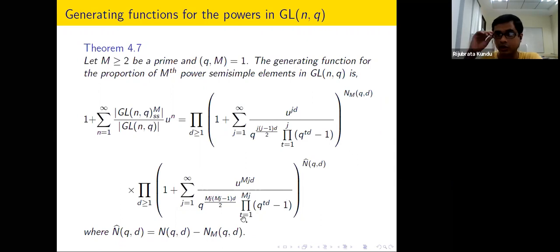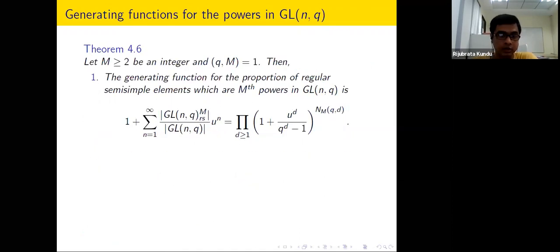Okay. So before going into the proof, a quick observation once again is that if m equals 1, then n hat_{q,d} vanishes, because n_{m,q,d} is just n_{q,d}, and this n hat_{q,d} is then just 0, and this second component vanishes. And this is just n_{q,d} in the power, so you just get back the proportion of semisimple elements once again. Now, a quick proof, or let's say a sketch, of this can be given.